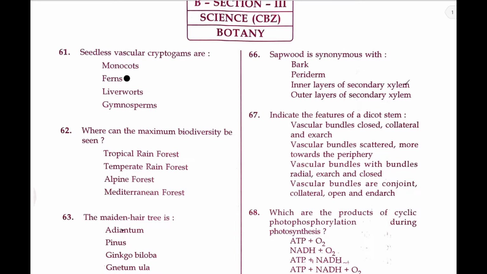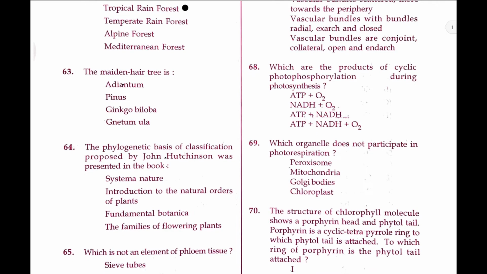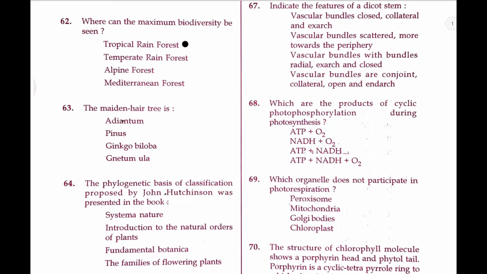Next question. Where can the maximum biodiversity be seen? The answer is tropical rainforest. Listen, for question number 62, you have to remember that when we are in the tropical zone, the biodiversity level is high. Whenever we go upward or downward from the equator, the diversity becomes low.